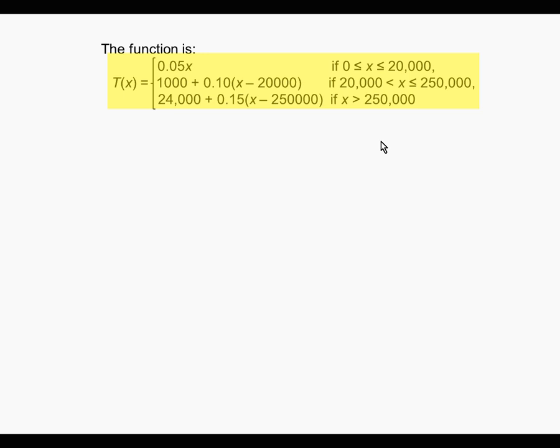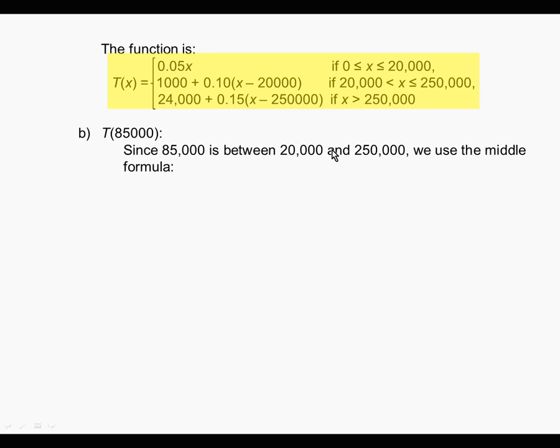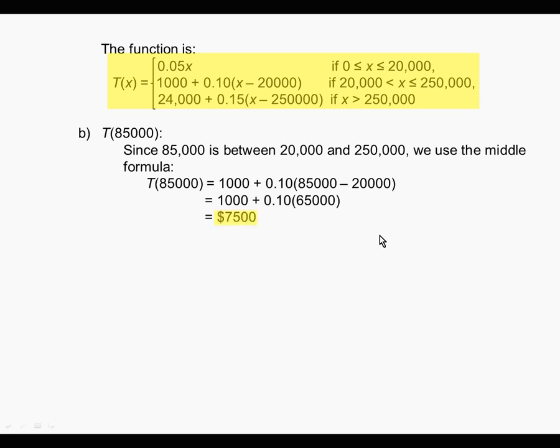And then question B was, what's the tax on $85,000? Okay, now 85,000, it's the middle formula. Okay, so we're going to have 1,000 plus 0.10 times 85,000 minus, excuse me, 20,000. So 1,000 plus 0.10 times 65,000. So when you crunch this out, okay, you don't need to round or anything. It comes out to be nice whole dollars. $7,500.